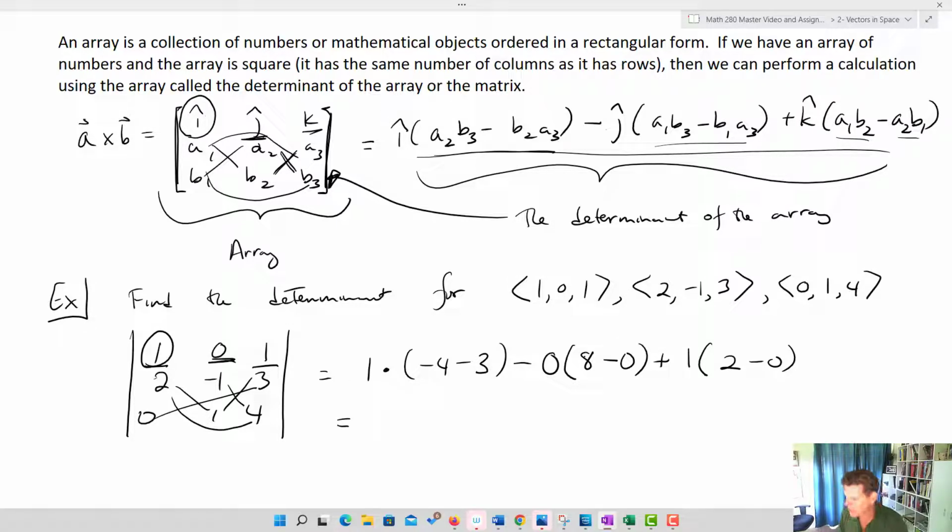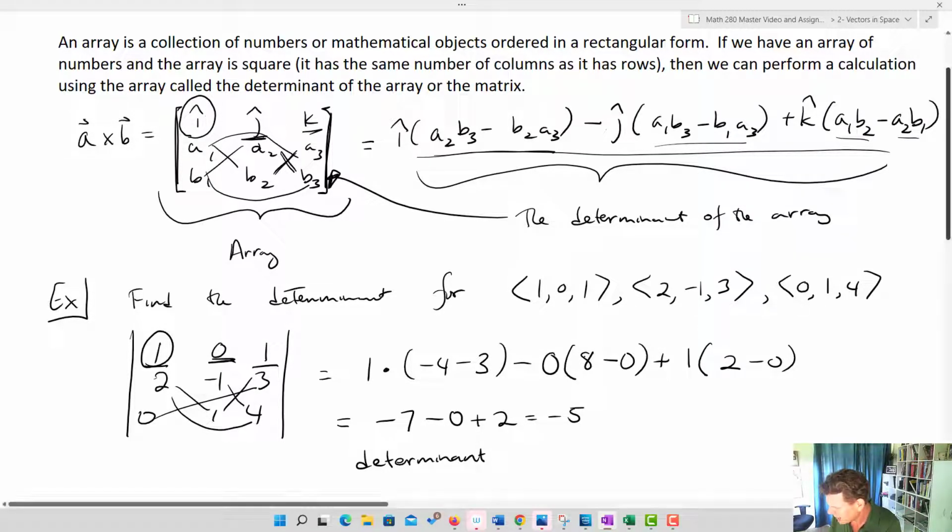Now you'll notice we don't actually end up with a vector here. Instead, we end up with an actual constant value. So we've got negative 7 minus 0 plus 2, so that equals negative 5. So the determinant of the array made up of my vectors is equal to negative 5. And so that's the determinant.